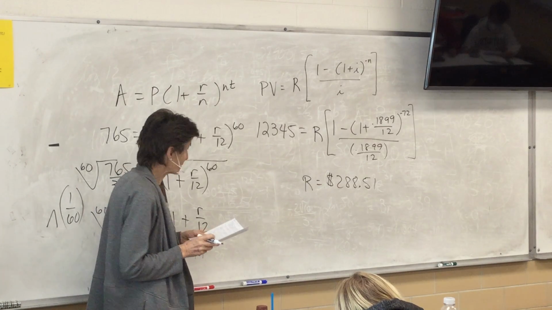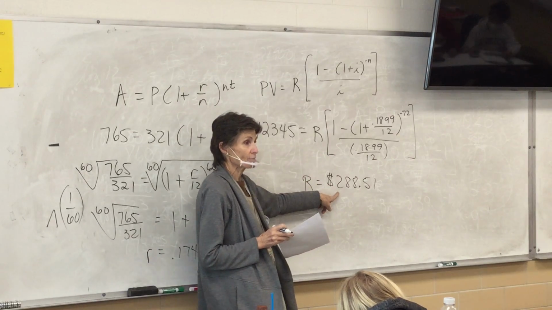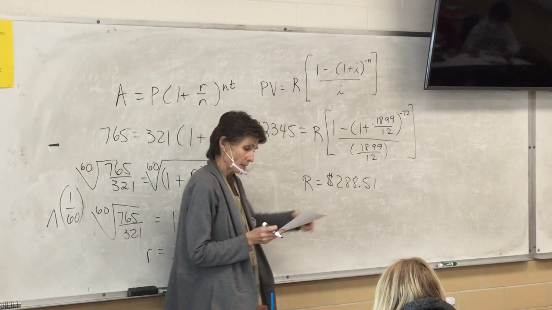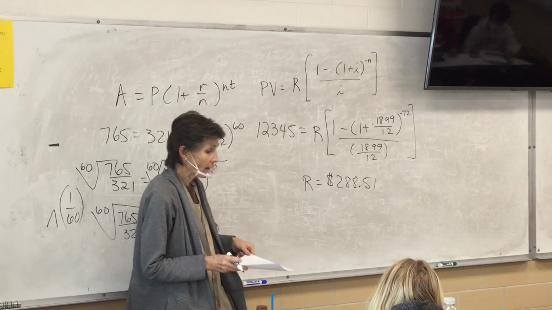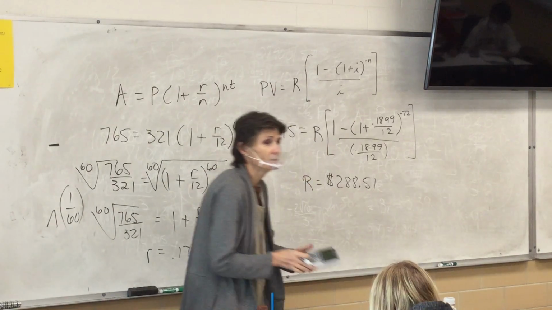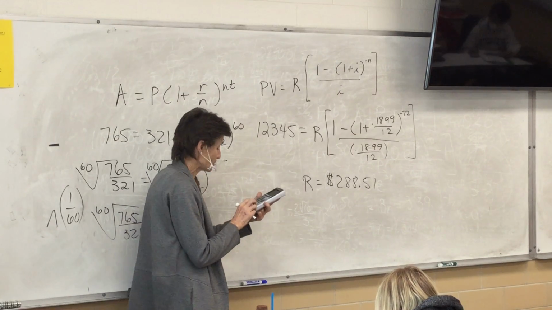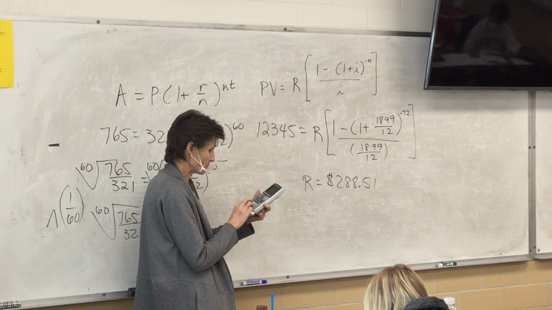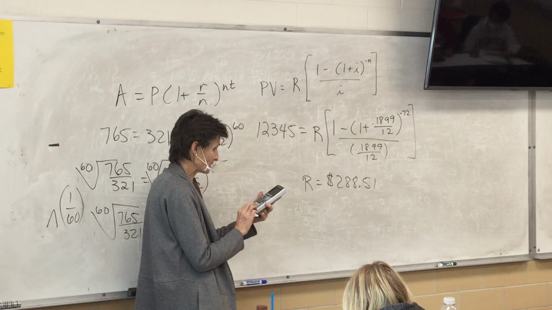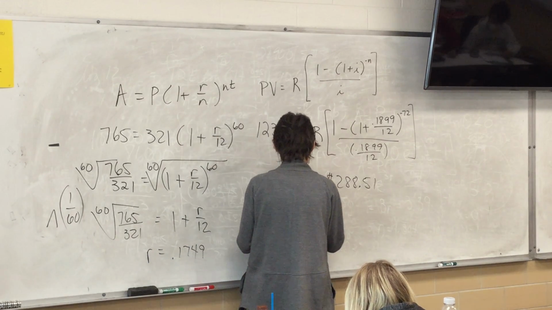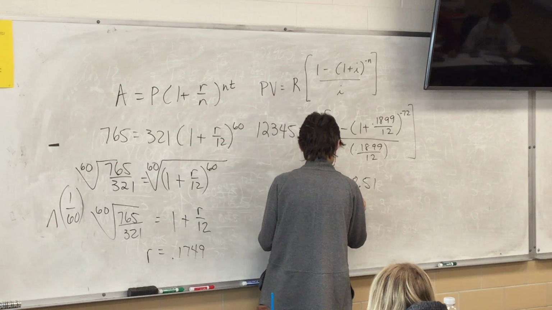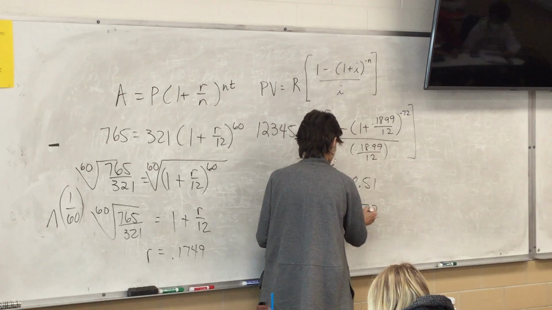All right, so what would be the amount of each payment? $288.51. What will be the total of all the payments? Well, how many is he making? 72. So I'm going to take 288.51 times 72, and he's going to have to pay $20,772.72.